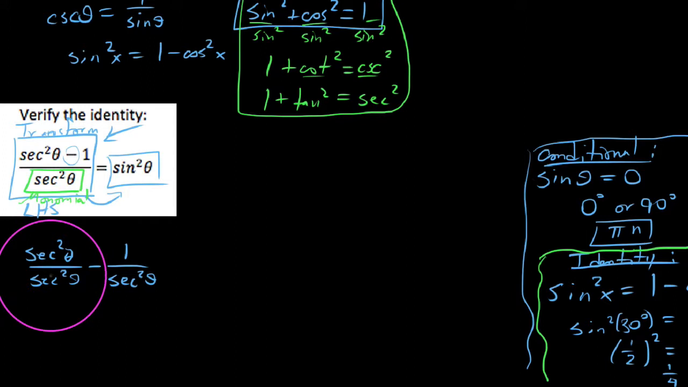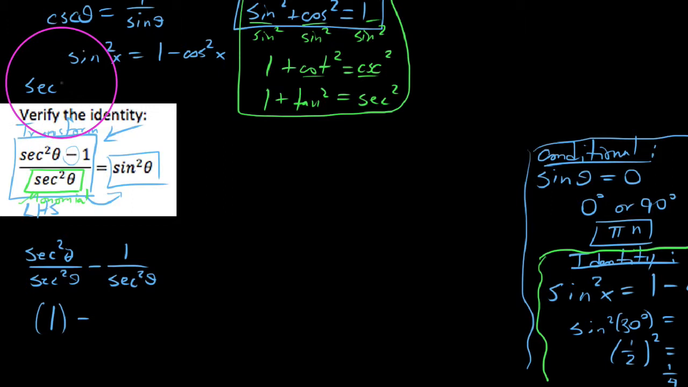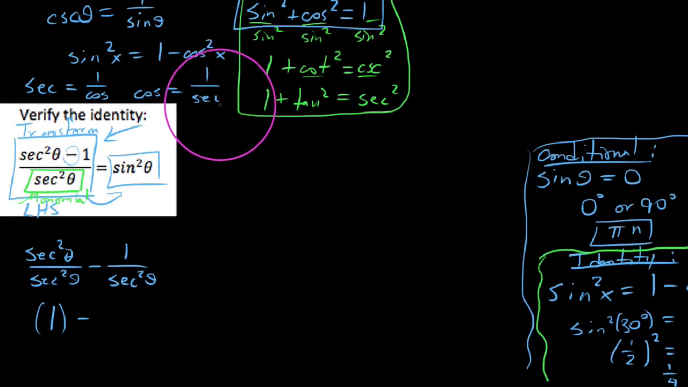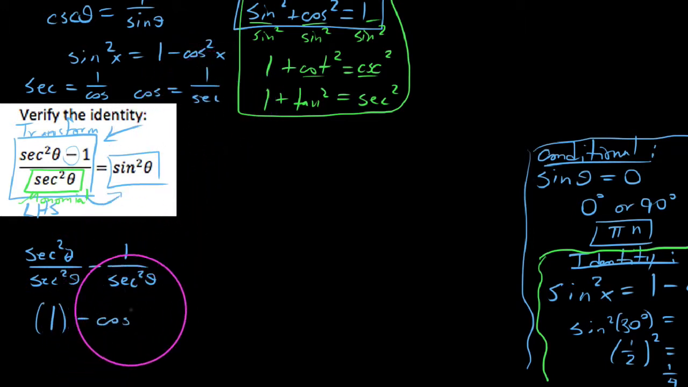And so looking at this, a couple things I notice here. First of all, secant squared over secant squared, well, that's just 1. And then 1 over secant squared, what is the reciprocal of secant? Secant is 1 over cosine, but likewise cosine is 1 over secant. This is just true from our trig identities, okay? So we could say 1 over secant squared is the same thing as cosine squared.